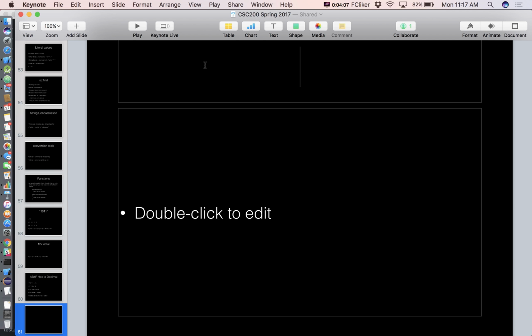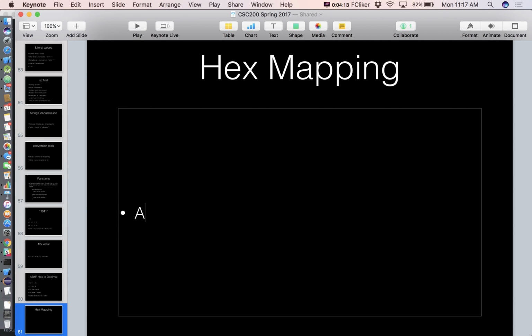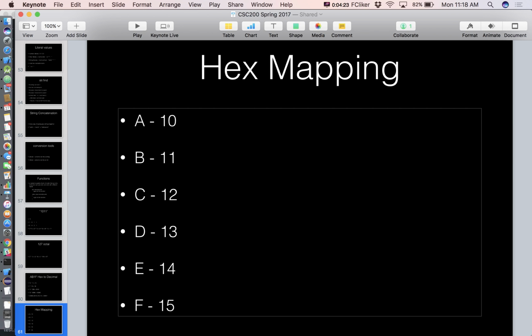It'll seem dumb once you see it because it's a direct mapping, but let's just call it the hex mapping so everybody sees it. So an A is a 10, a B is an 11, a C is a 12, a D is a 13, an E is a 14, and an F is a 15. Make sense? So in hexadecimal, it maps like that.